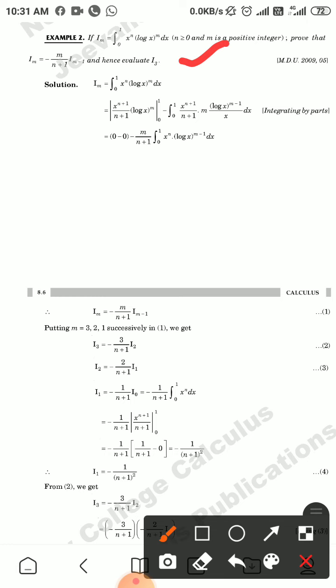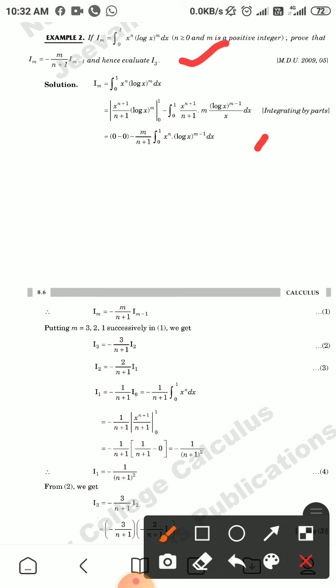Solution: Im is as given, integration 0 to 1 x raised to power n log x raised to power m dx. Integrating by parts, taking log x raised to power m as the first function, and the second function is x raised to power n, the integral is x raised to power n plus 1 divided by n plus 1, taking limit 0 to 1, minus integral 0 to 1 of the derivative of the first, m log x raised to power m minus 1 times the derivative of log x as 1 by x, and the integral of the second as x raised to power n plus 1 divided by n plus 1.